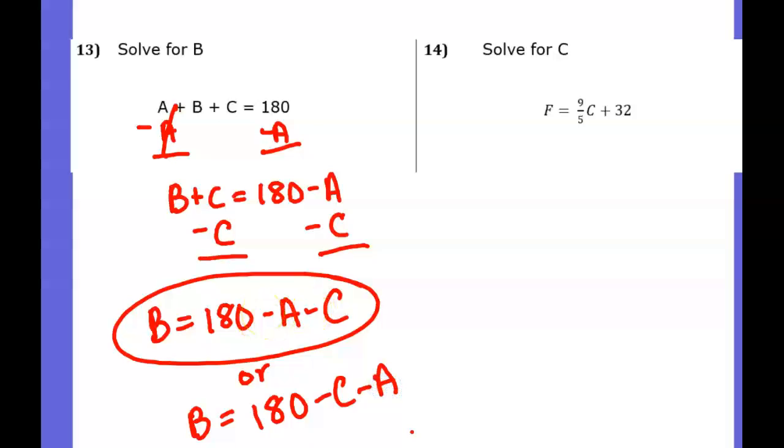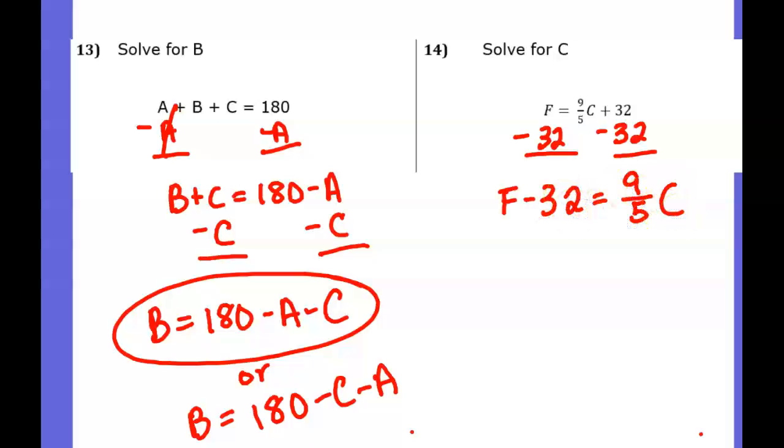All right, now the last one, number 14. We're going to get C by itself. The first thing we want to do is subtract the 32. So this is F minus 32 is equal to 9/5 C. Now to get C by itself, we're going to multiply by the reciprocal of 9/5. Remember, to get the reciprocal, you flip the numerator and denominator. So if we multiplied by 5/9, we would end up with 45 divided by 45, which is 1.